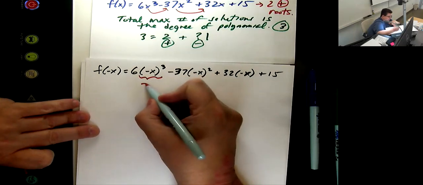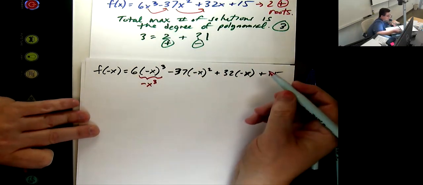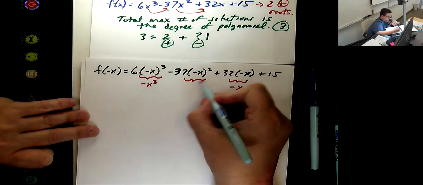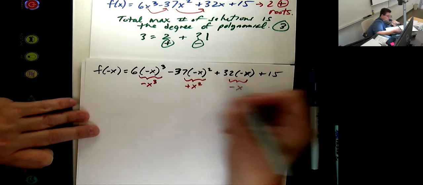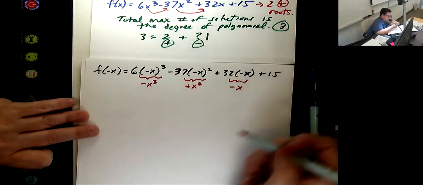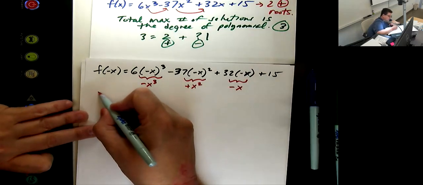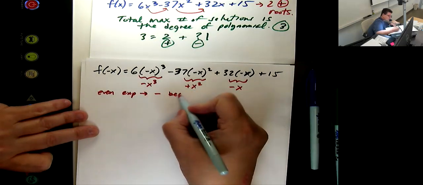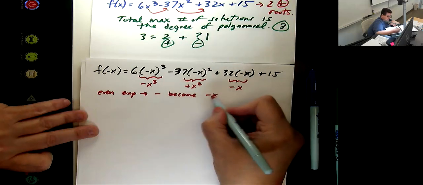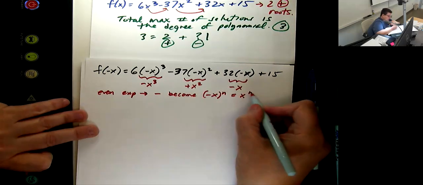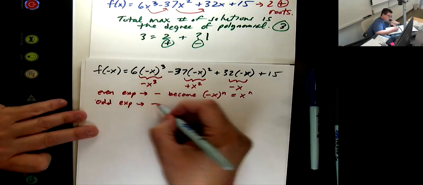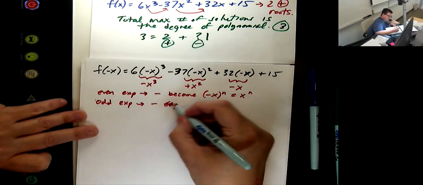These stay negative, even after we deal with parentheses. That stays negative. This one turns positive, and it's based on the exponents. Even exponents, the negative becomes a positive. And odd exponents, a negative stays negative.